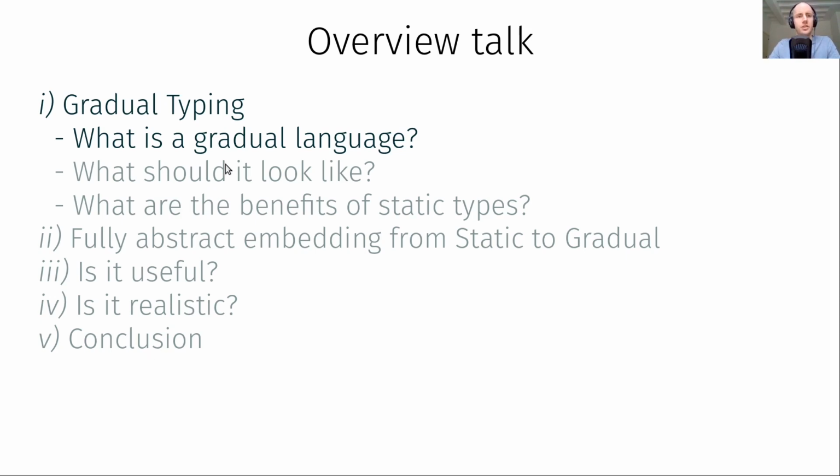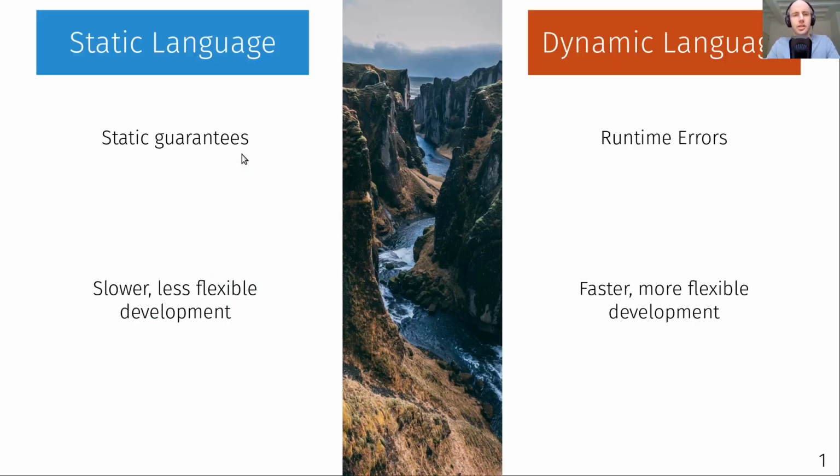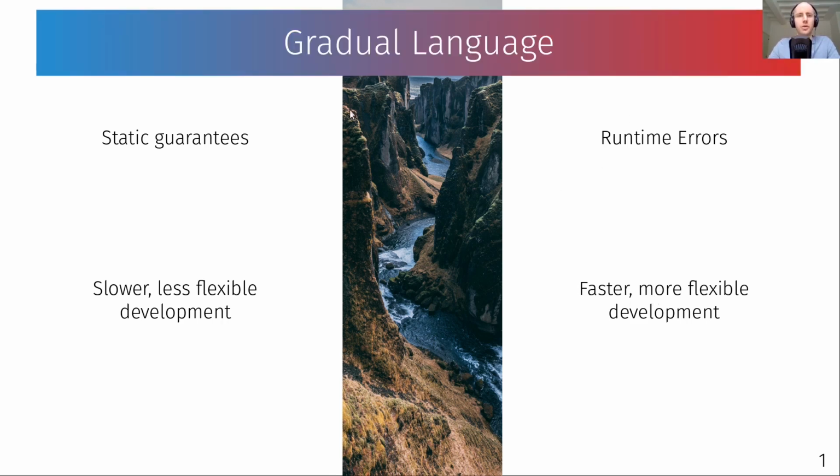Okay, so first things first. What is a gradual language? Well, in a gradual language, we want to combine static code with dynamic code. Both have their pros and cons. In a static language, we've got static guarantees, but our development might be a bit more slow and less flexible. In a dynamic language, you have lots of runtime errors, but our development can be a bit faster and more flexible. So in a gradual language, we want both these languages to embed into it.